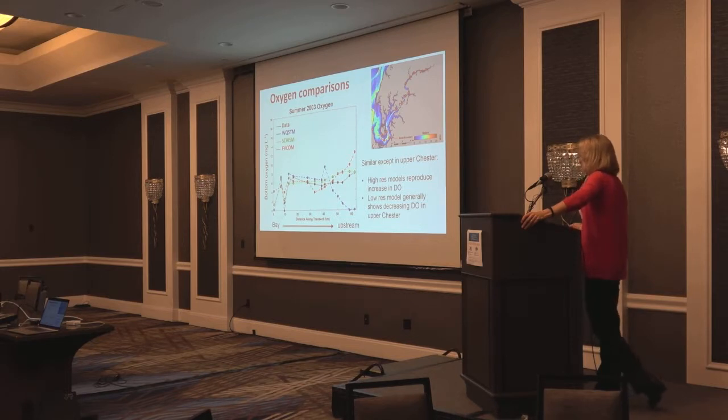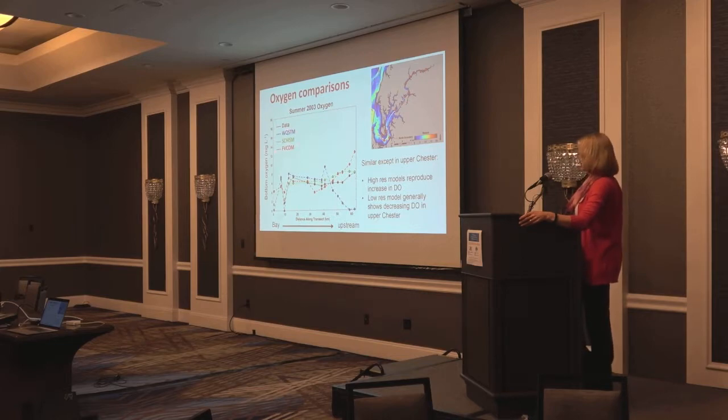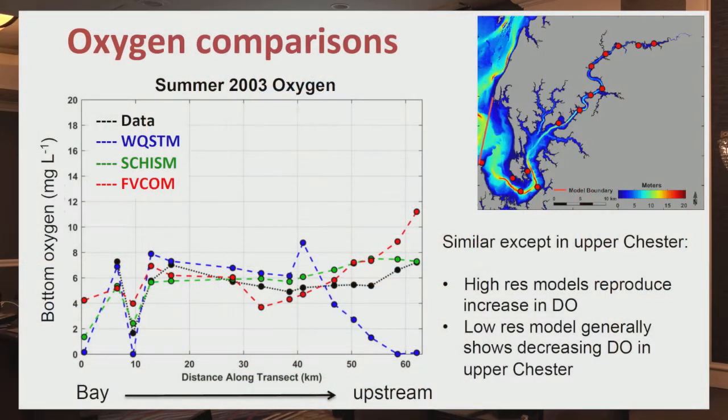So again, we've got another transect figure here. Oh, and now we don't have ROMS output for water quality. We just have these three models, the regulatory model, SCHISM, and FVCOM. So here I'm plotting bottom oxygen up the river from 0 to 65 kilometers once again. And so basically what we see is the models all look very similar, including the high resolution model, except when you get up to the very upper Chester.